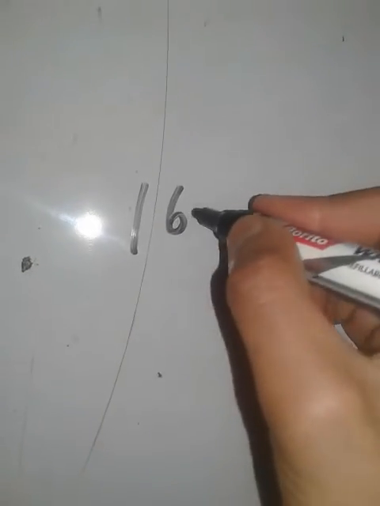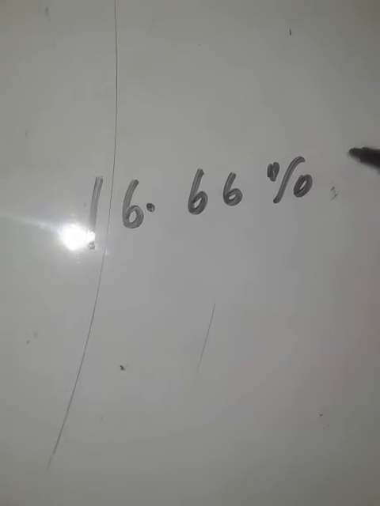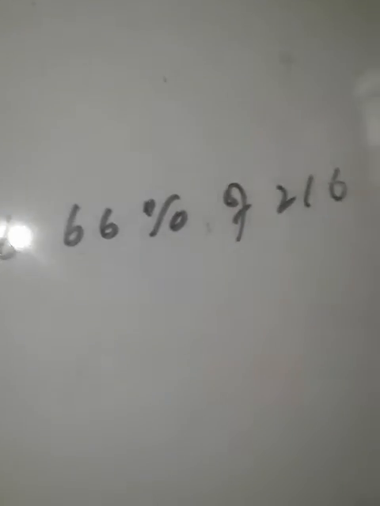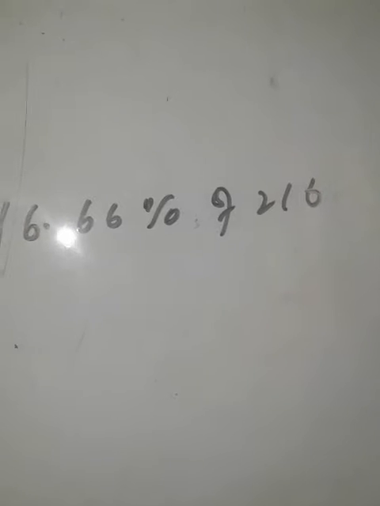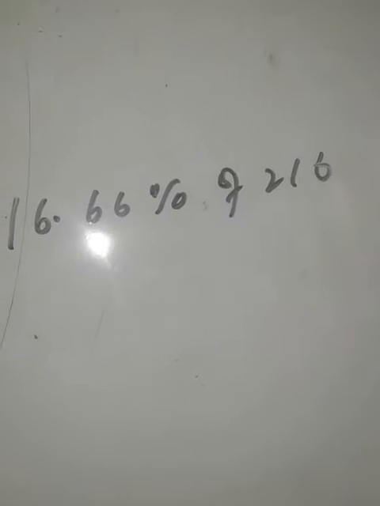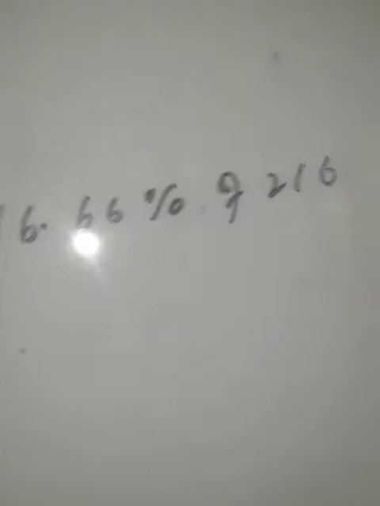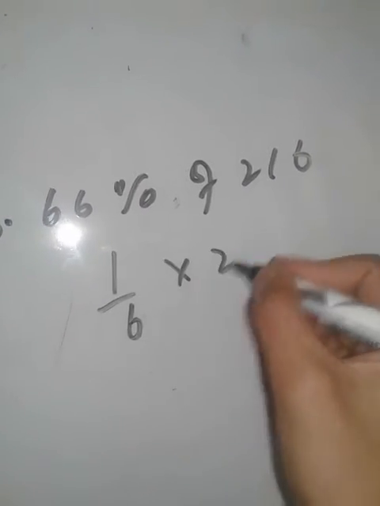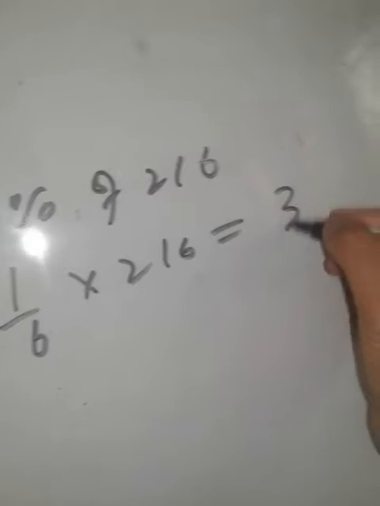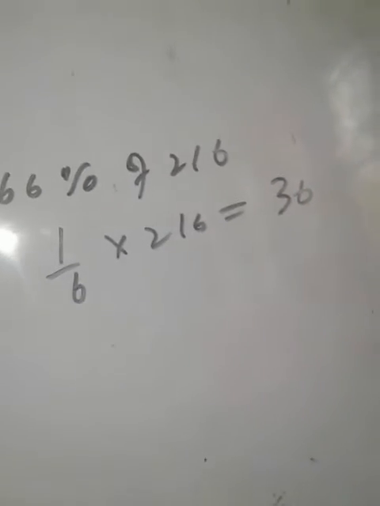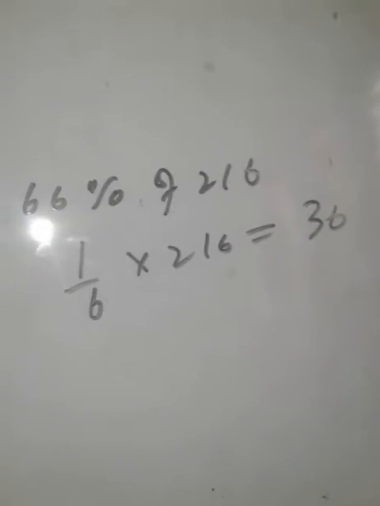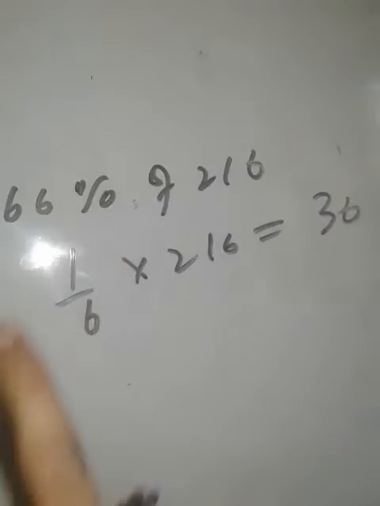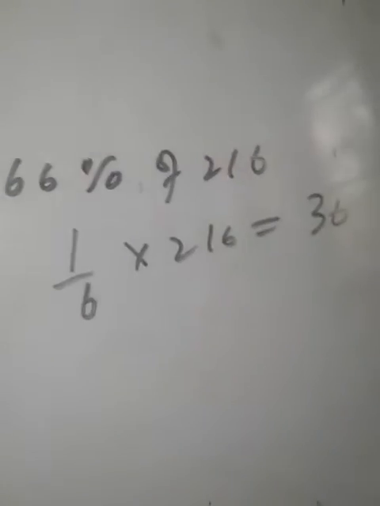Suppose we have a question. If we were asked to find 16.66% of 216, how will you do that? Just 16.66% from the table represents 1 by 6. 1 by 6 into 216 goes to 36. Simple. If you remember the tables at least up to 16, your calculation becomes a bit easy.